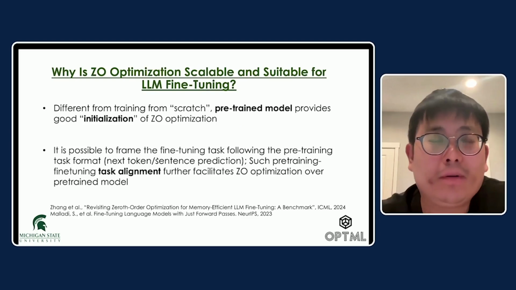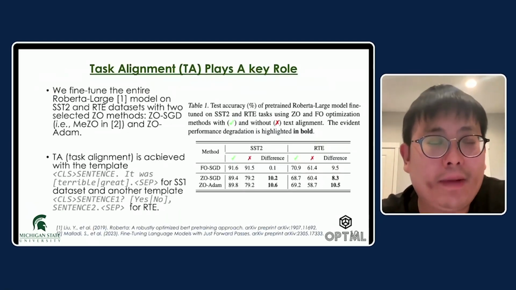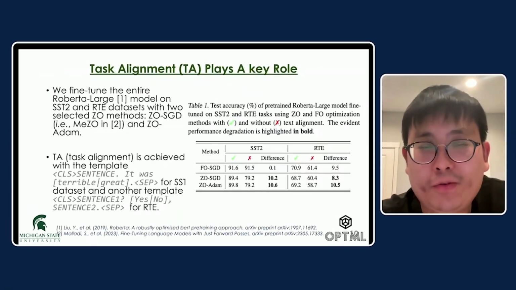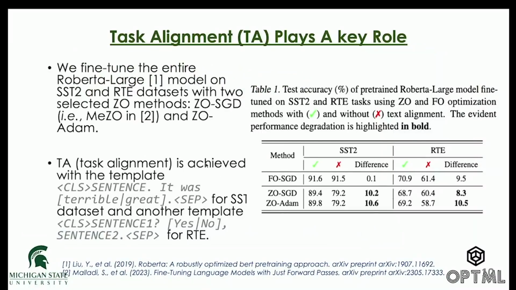I will show one example to tell you why task alignment plays a role for Zeroth-Order optimization in the fine-tuning of LLMs. Let's consider a very simple task, where we use even not large language models, as RoBERTa-large models. And we consider the binary classification task, which is SST2. With task alignment, it is highlighted by a check marker, and without task alignment is a cross marker.